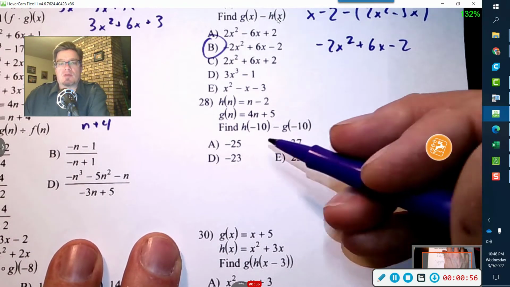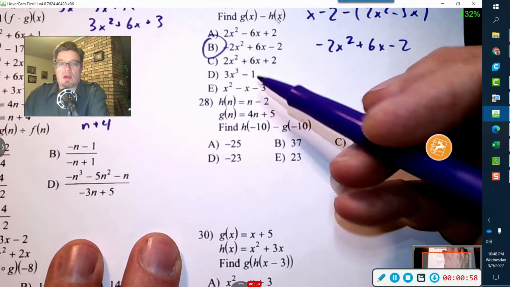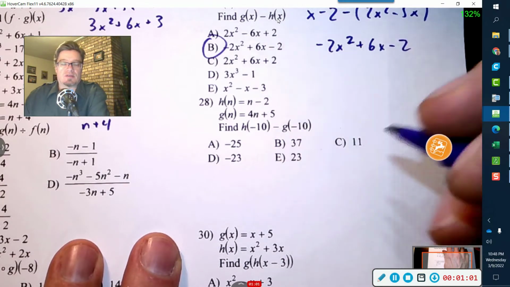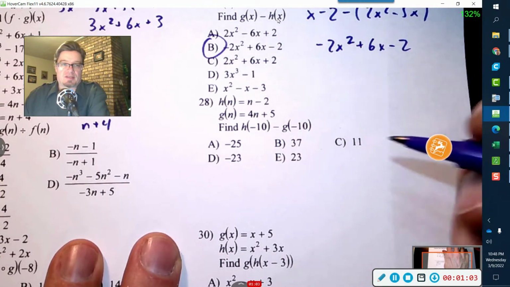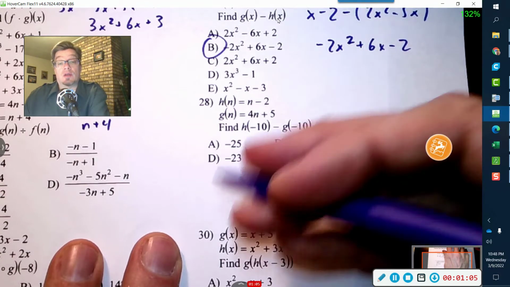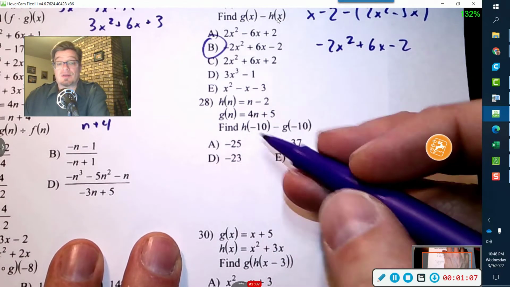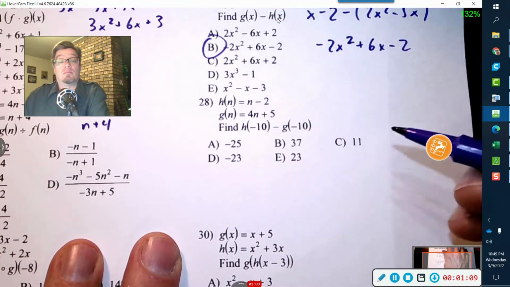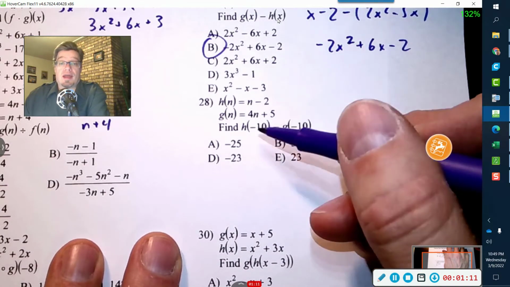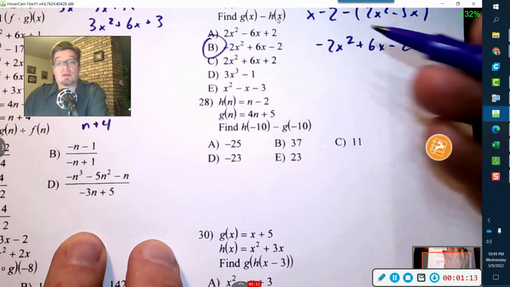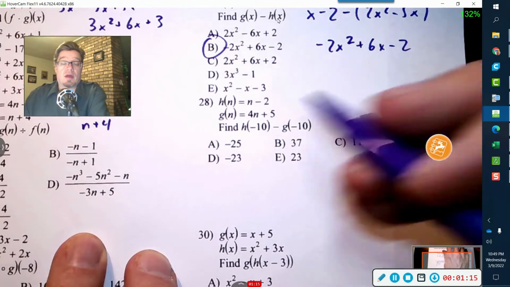So here, though, we have a specific number. So we are no longer going to have just two functions with just x values in your answer. You're actually going to plug these values in. Negative 10 is being used both times, in the g and in the h. So you can figure out one first and then the other.